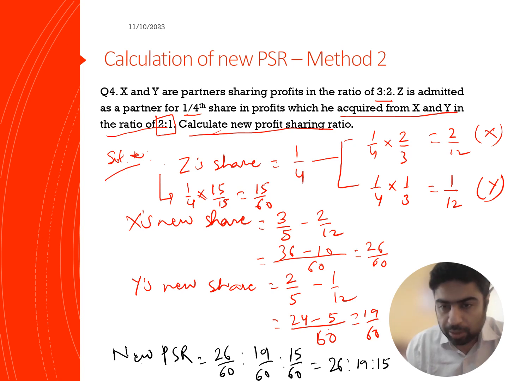The only difference between this question and the previous question was that in that question, the new partner had acquired his share equally, whereas in this question, the new partner has acquired the share in the ratio of 2:1. So the ratio was different, and of course other things were different, but fundamentally both of these questions are of the same type. All right, let us move on to the next one.